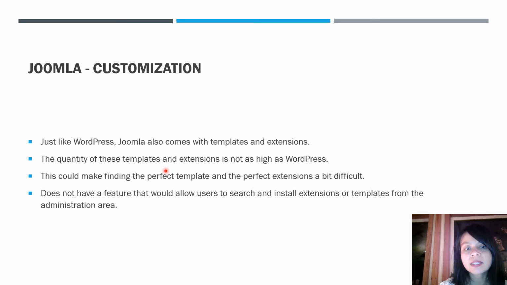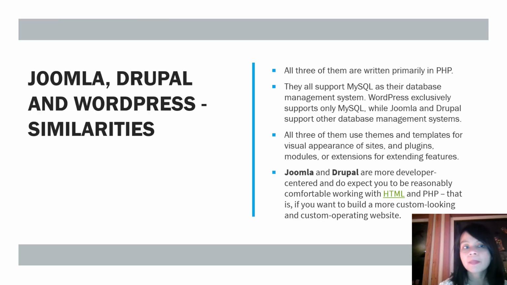So just like WordPress, Joomla also comes with templates and extensions. The quantity of these templates and extensions is not as high. So this could make finding the perfect template and perfect extensions a little bit difficult because there is just less selection. It doesn't have a feature that would allow users to search and install extensions or templates from the administrative area, which can be a bit of a pain. Anyway, so that sums it up for Joomla.